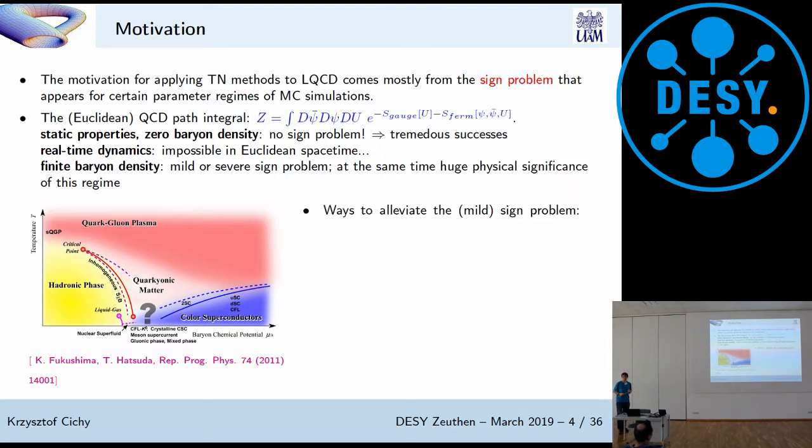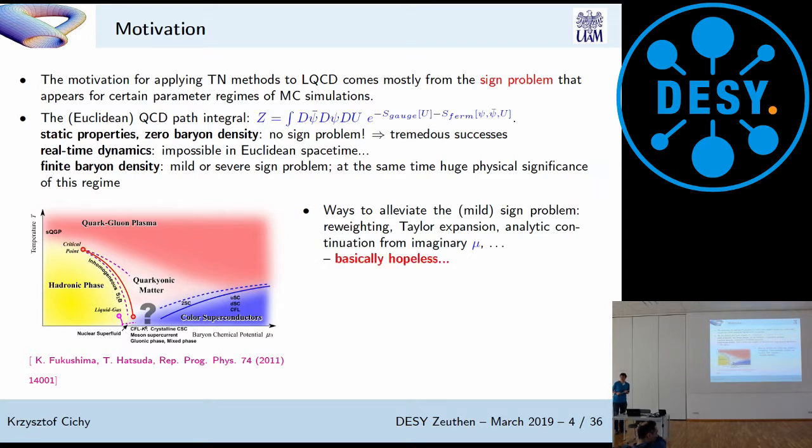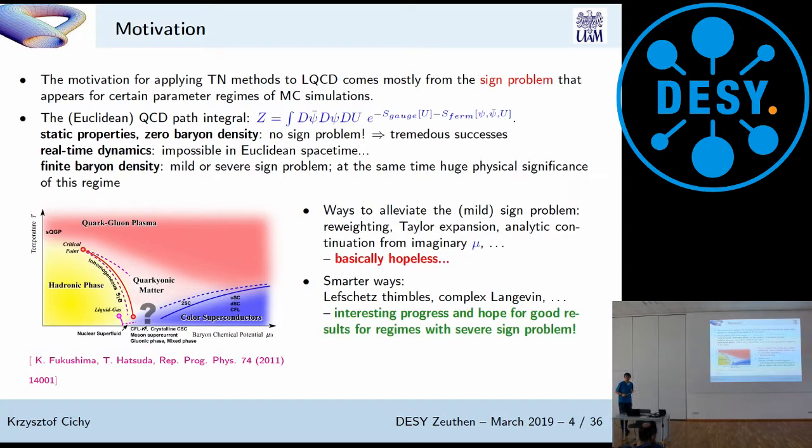So there are some ways to alleviate the mild sign problem, which come under the names of reweighting, Taylor expansion, or analytic continuation. But these methods are basically hopeless if you try to go into this area of the phase diagram. For example, to find the critical point, not to mention the conjectured color superconductivity phase. There are also smarter ways, for example, Lefschetz thimbles or complex Langevin, and they have led to interesting progress, and I think there are still good hopes to obtain nice results from this.